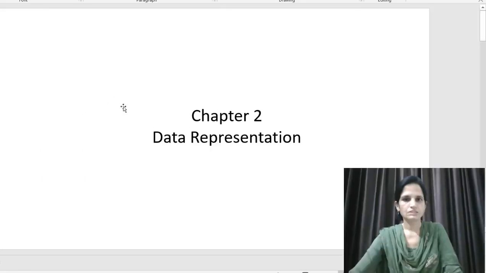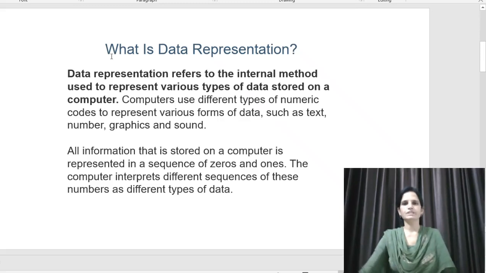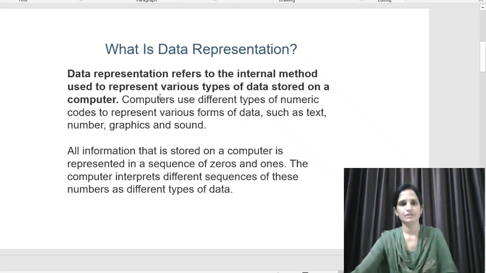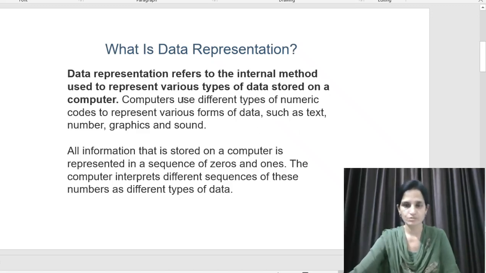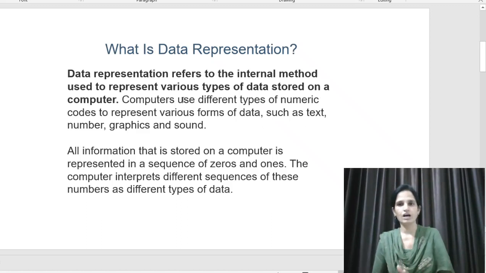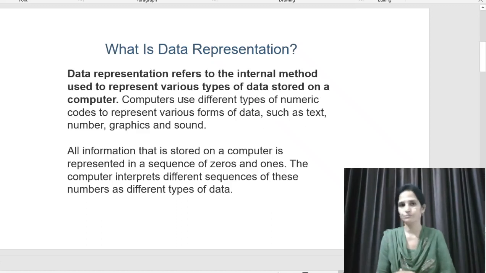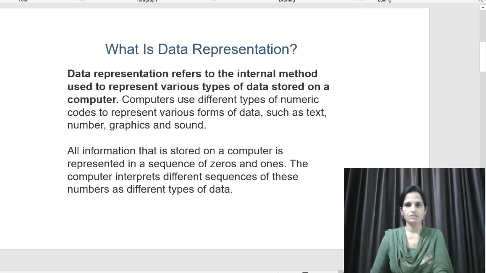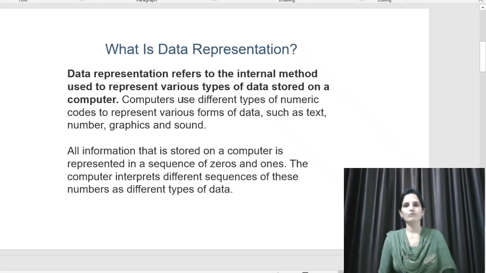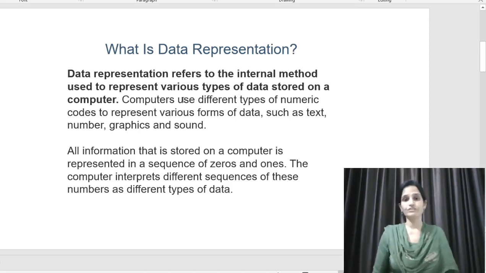What is the definition of data representation? Data representation refers to the internal method used to represent various types of data stored on a computer system. How different types of data are stored internally in your computer system is your data representation. Computers use different types of numeric code to represent various forms of data such as text, numbers, graphics, and sounds.